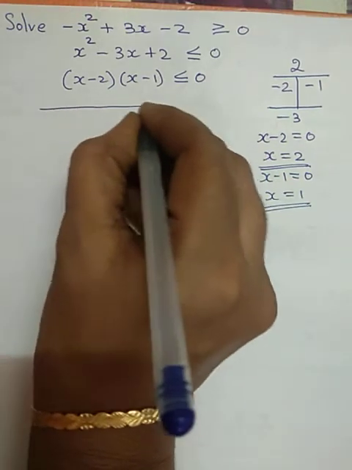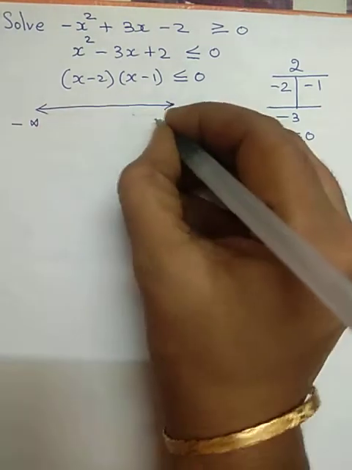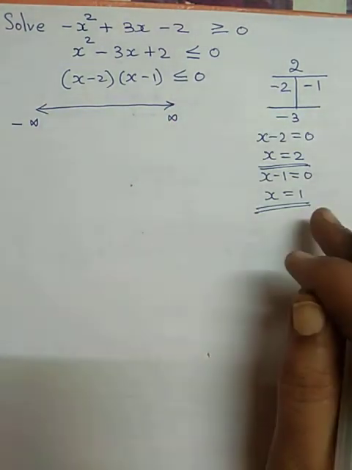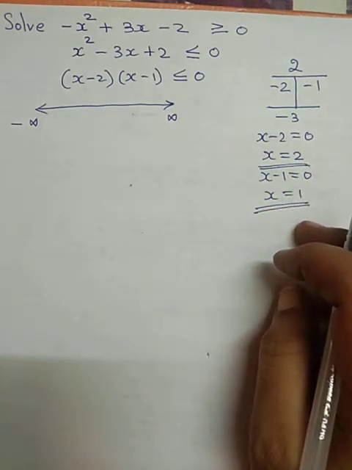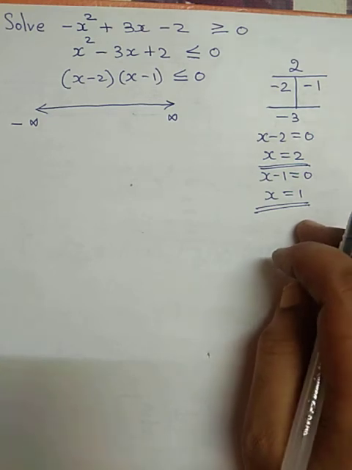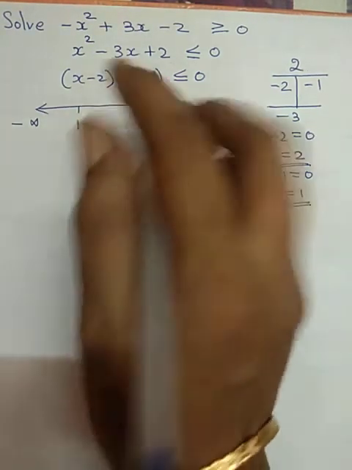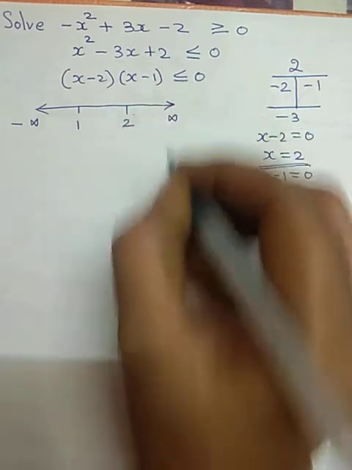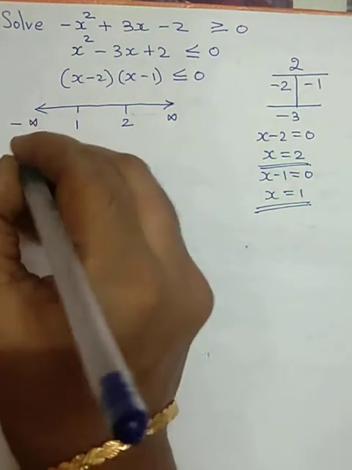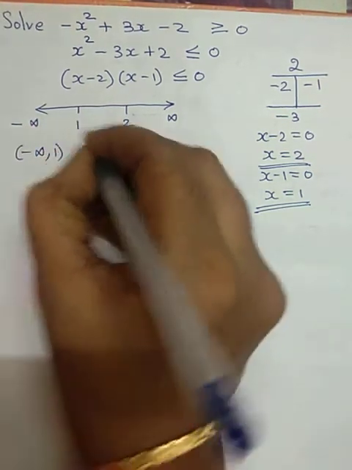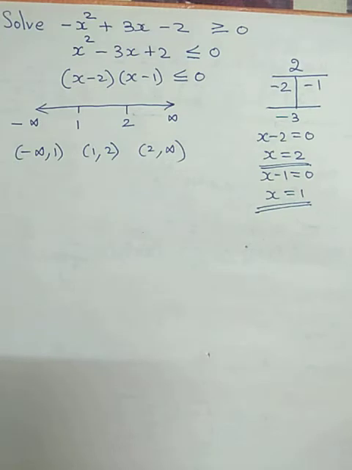At this stage we have to draw the number line. Let me draw the number line. Let me mark minus infinity and plus infinity. Now I have to mark these two numbers on the number line. Always remember, the smaller numbers on the left side, greater numbers on the right side. So here x is equal to 1 is smaller compared to 2, so it is on the left side. 2 is a bigger number than 1, so it is on the right side. Once I draw the number line, I know the three intervals are minus infinity comma 1, next 1 comma 2, and the next interval is 2 comma infinity.